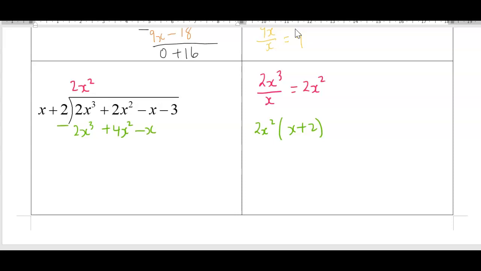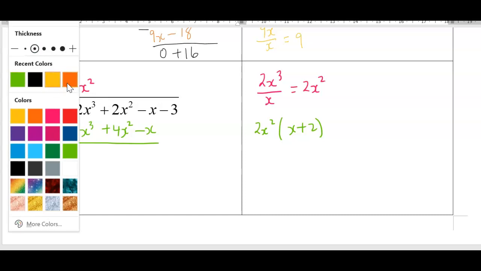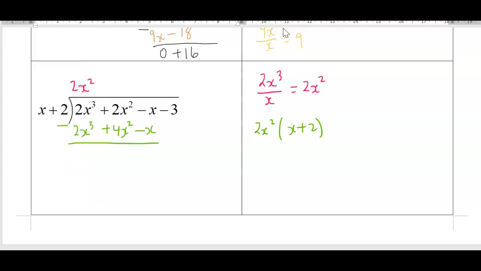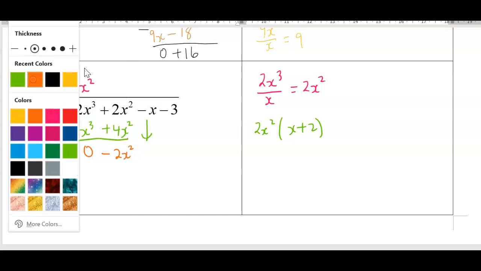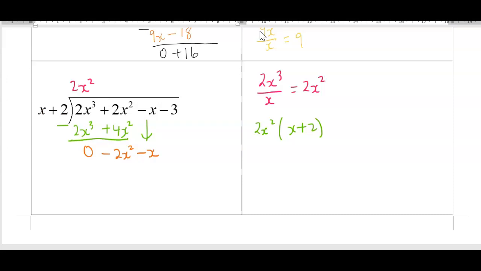And I'm also going to bring down that negative x just to do that now because I kept forgetting that in the previous one. Don't want to do yellow just yet. Let's do orange. All right, so 2x cubed minus 2x cubed is 0. Then negative 2x squared minus 4x squared is negative 6x squared... Sorry, I probably shouldn't have brought down that negative x there. Now we'll bring that down. Okay, so negative x there. All right, and then we go on and repeat the process.